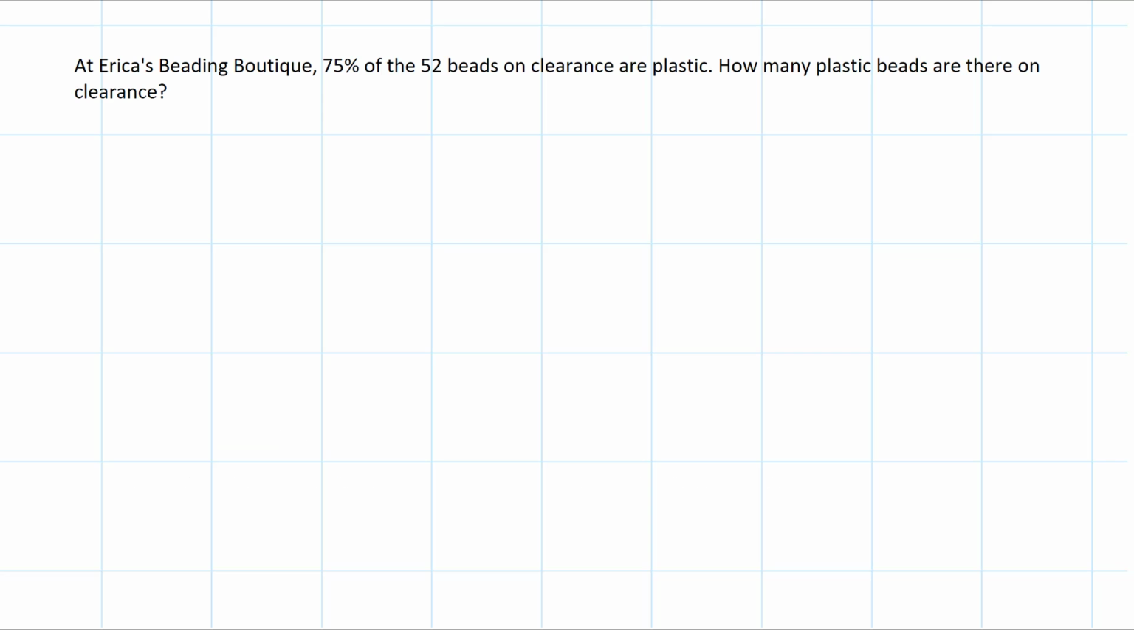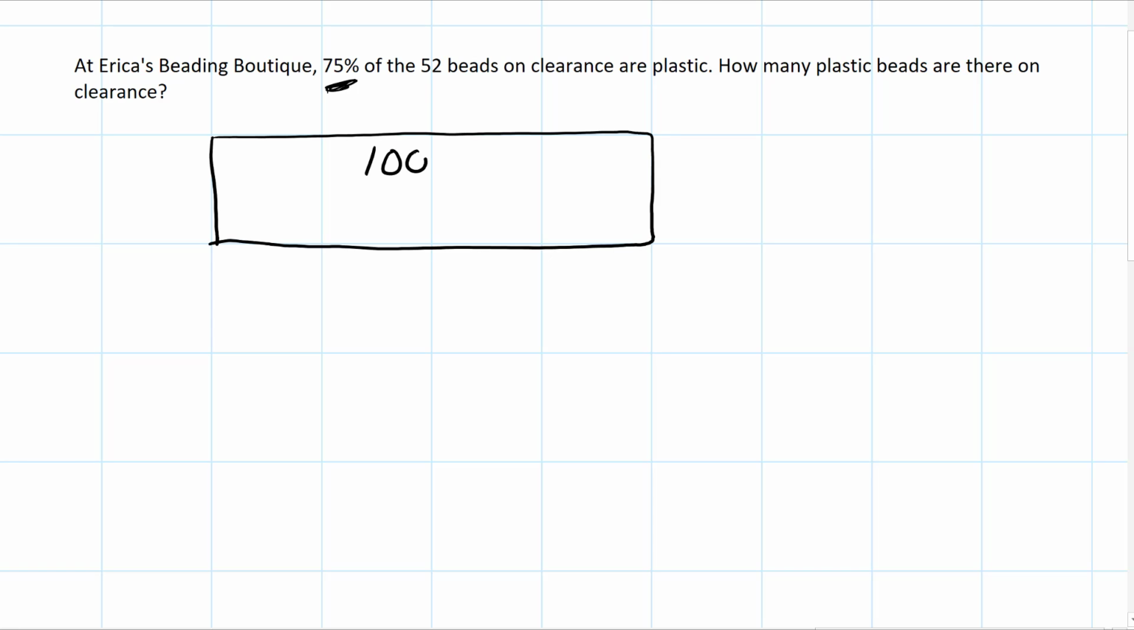So the second type of question that we could have thrown at us is one that uses 75% or 25%, or where we're going to use 4 boxes instead of 10. I'm going to start off by saying that these 4 boxes represents 100% of what we have, and I'm going to read the question to find out what 100% actually is. Erica's beading boutique, 75% of the 52 beads. So this is our 100%. 52 beads are on clearance are plastic. How many plastic beads are there on clearance?